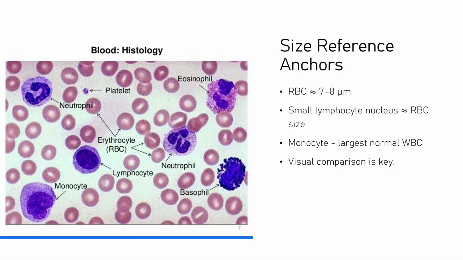The key takeaway here is that visual comparison is essential. Hematology isn't about memorizing exact measurements in micrometers. It's about recognizing proportional differences. Experienced technologists don't think in numbers when they're looking at a smear. They're constantly asking, how big is this cell compared to the red cells around it? And once you get comfortable using RBCs as your reference anchor, identifying leukocytes becomes much more intuitive.